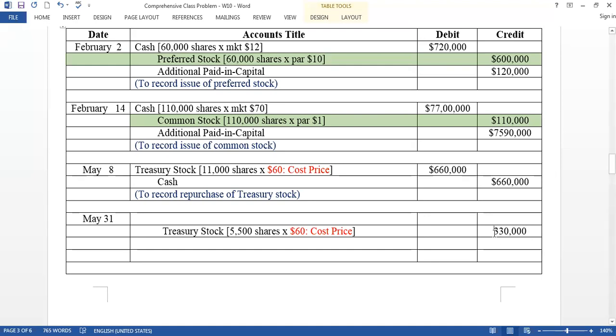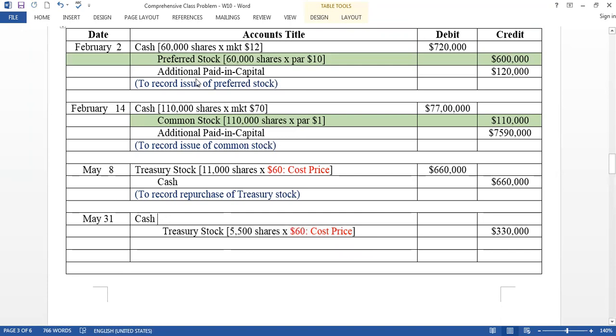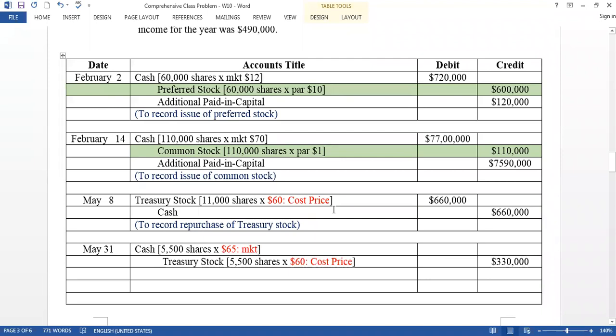This is the amount of treasury stock decrease because you sell it, right? And when you sell it, you receive cash. How much cash do you receive from the market? $65 per share, and it is the market price. So it is 357,500.